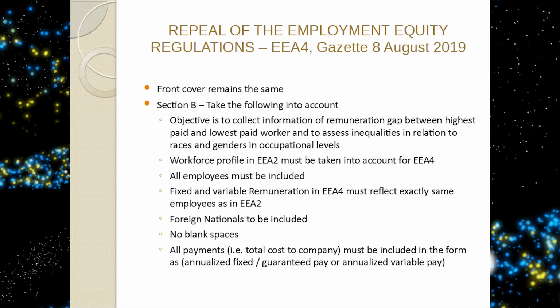In the past, prior to 8th of August 2019, you had the possibility to say we employed 100 people and terminated 20, so we're going to provide the remuneration of 120 employees. That changed completely. If you employ on your EI2 under your workforce profile 100 employees, you will have to give the fixed and variable remuneration of that exact 100 employees in your EI4. Foreign nationals must also be included. Of course, no blank spaces.